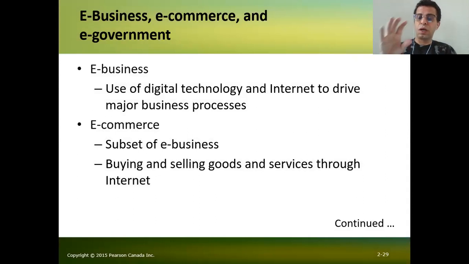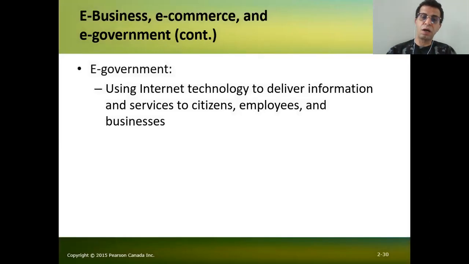We will have some assignment maybe in the middle or end of the course about e-business, e-commerce, and e-government. Here, we'll talk about e-business, which is the use of digital technology and the internet to drive major business processes. E-commerce is a subset of e-business, and it's about buying and selling goods and services through the internet. And then you have e-government, using internet technology to deliver information and services to citizens, employees, and businesses.